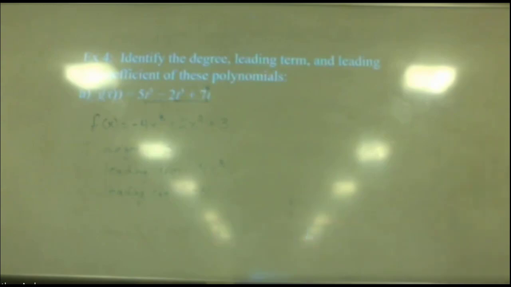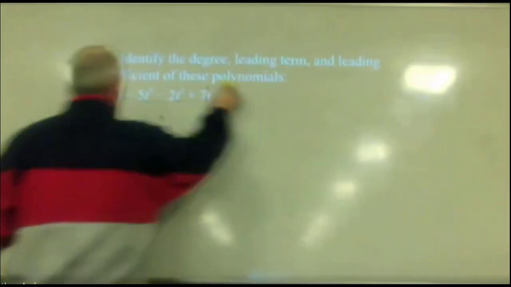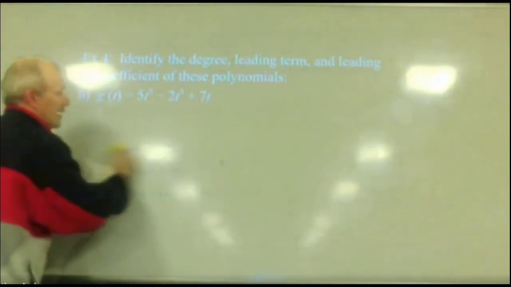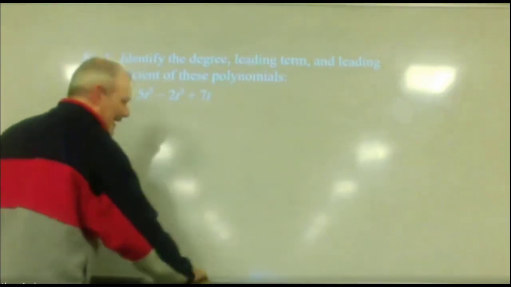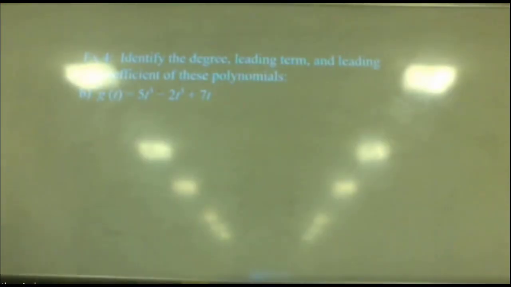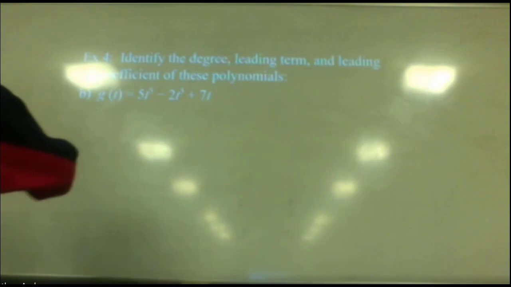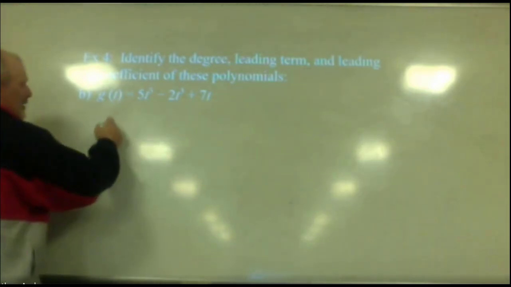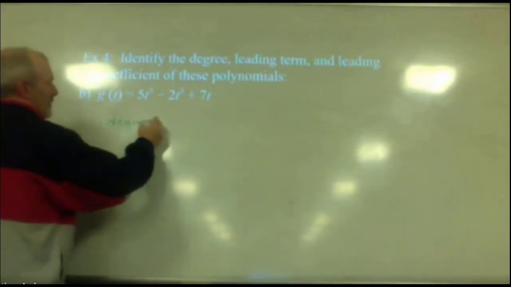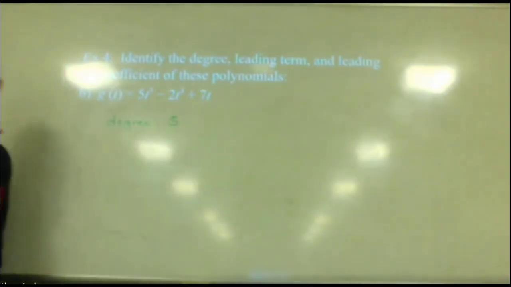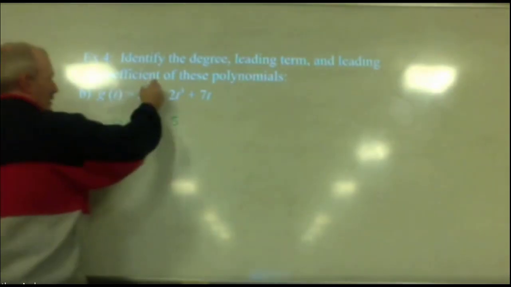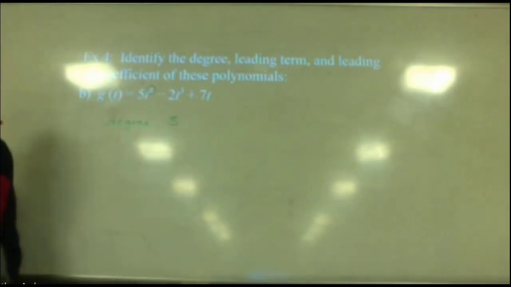All right, next one for the g function here. And notice this one is already in the right order, right? From the highest power to the lowest power. So again, let's start with our degree. What is the degree of this one? 5. I don't know who said it, but you were correct. 5 from right here. That's the highest power.